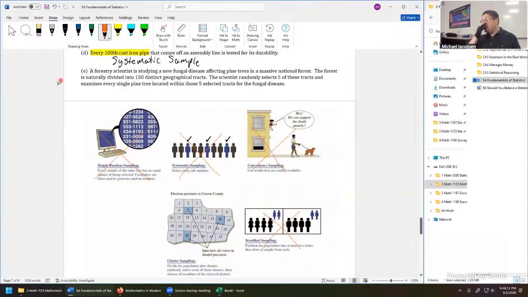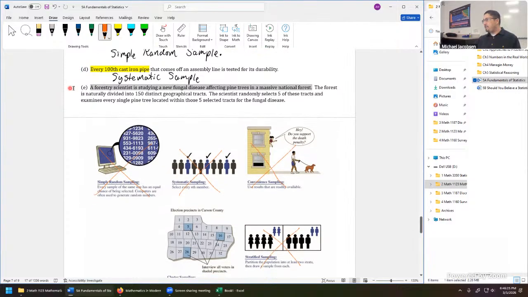A forestry scientist is studying a new fungal disease affecting pine trees in a massive national forest. So we're only interested in one forest, say maybe the Yellowstone National Forest. And we're worried about a fungus infection on pine trees. And so to study this, here's what the person did. The forest itself is naturally divided into 150 distinct geographical tracts.